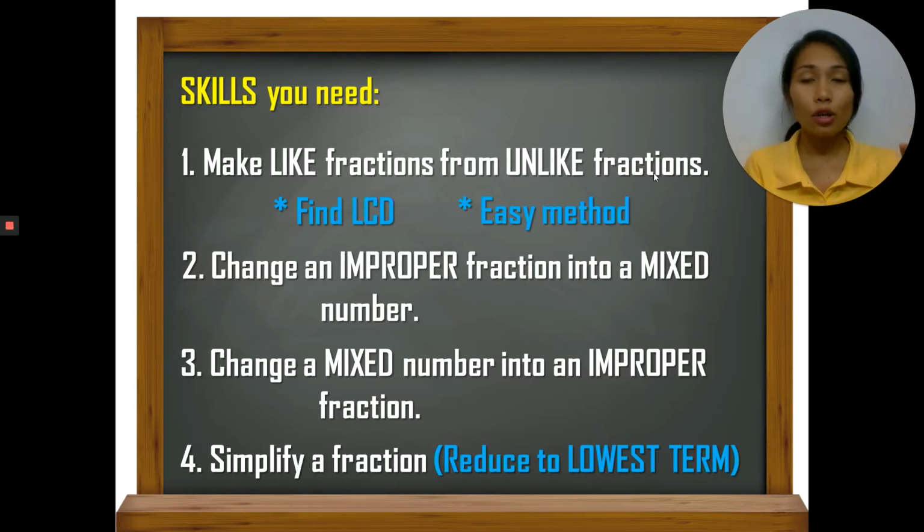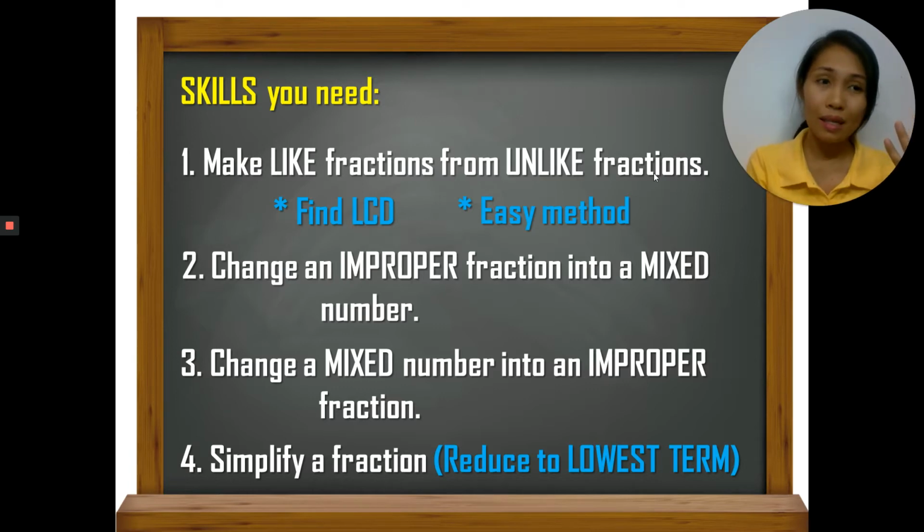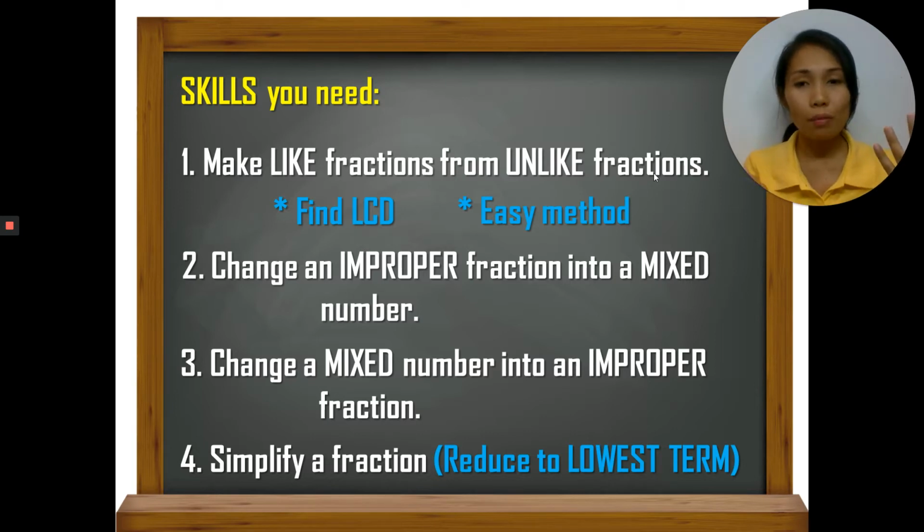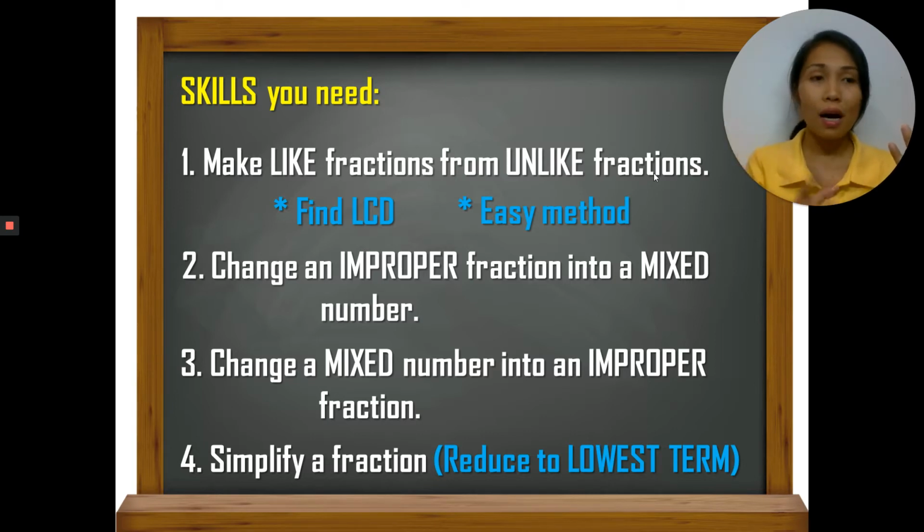The second skill that you have to have is change an improper fraction to a mixed number. Okay, if you know how to convert an improper fraction to a mixed fraction, then that could help a lot. Okay, the third one is the other way around, mixed number to improper fraction. Okay, because there are times when we have to convert fractions to a mixed number to easily get the answer, or change a mixed number to an improper fraction to easily add and subtract fractions. Okay, so you have to have those skills.